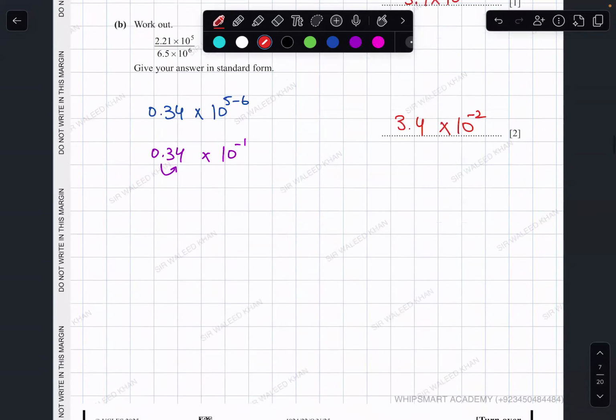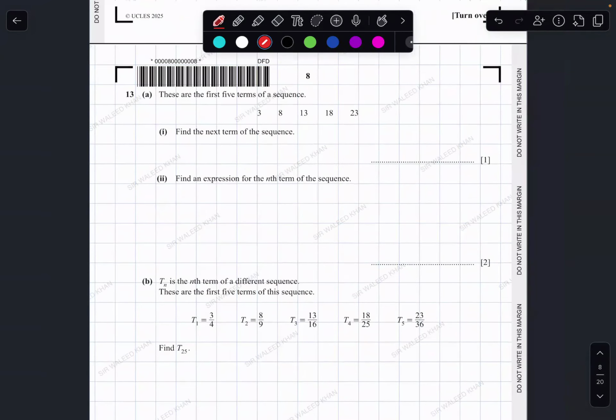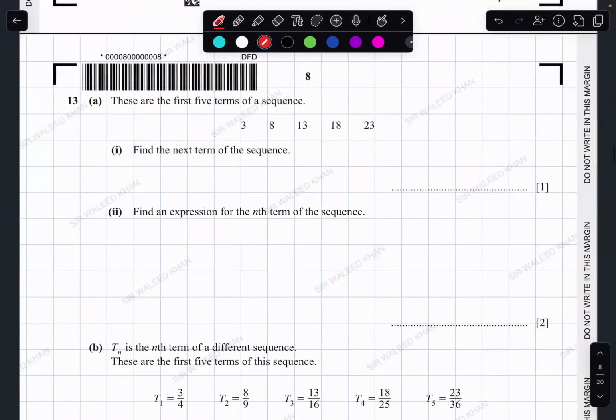Next, question number 13. So we have a question for sequences, and they have given us the first 5 terms of the sequence. Find the next term of the sequence. To find the next term of the sequence, we have to see what kind of a sequence we are dealing with. So we are adding over here 5. Then I'm adding again to the next term 5. Then again 5. 5. So that means 23 plus 5 will be 28.